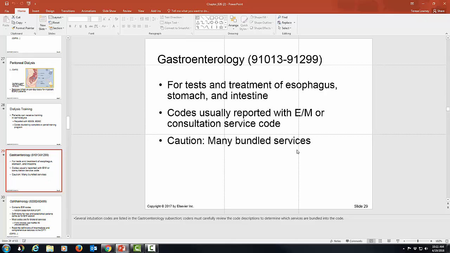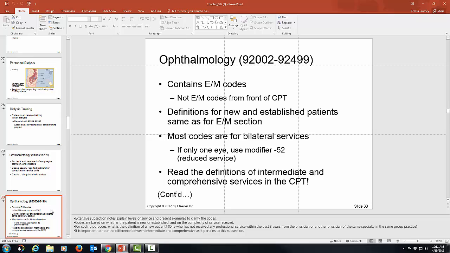Gastroenterology, so this section is for tests and treatments of the esophagus, stomach, and intestine. So you're going, my gosh, we had so many codes already in that section. Well, here we are having some more. So these are several intubation codes in this section, and you need to pay attention to those.